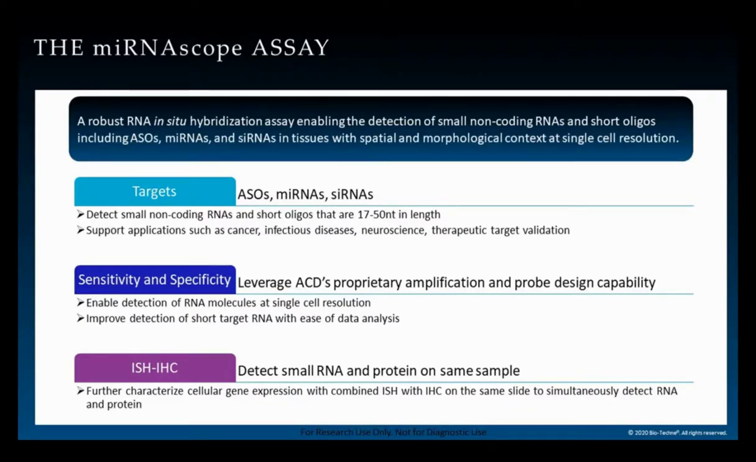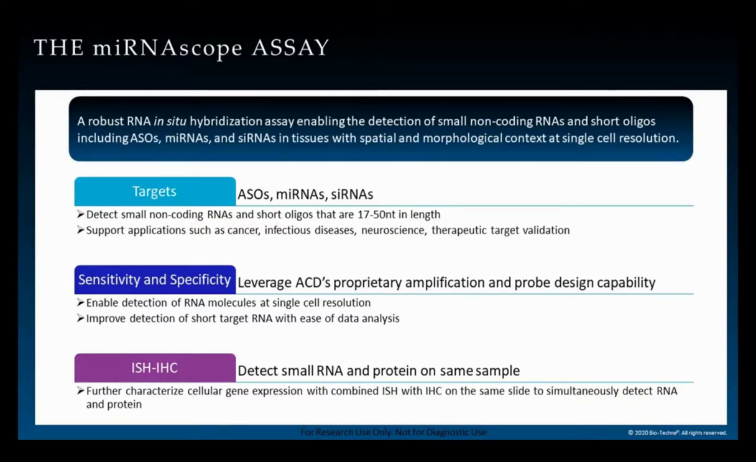Overall, the miRNAscope assay is a robust in situ hybridization assay, enabling highly sensitive and specific detection of small non-coding RNAs, such as microRNAs, short oligos such as ASOs, and siRNAs in tissues with spatial and morphological context at single-cell resolution. In addition to these key applications that I just mentioned, the assay will also enable the detection of any smaller RNAs that are 17 to 50 nucleotides in length. Some popular targets include tRNAs and pRNAs. Key research areas for these top targets include cancer research, infectious diseases, neuroscience, and therapeutic target validation.